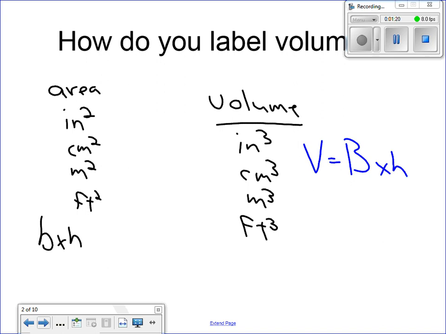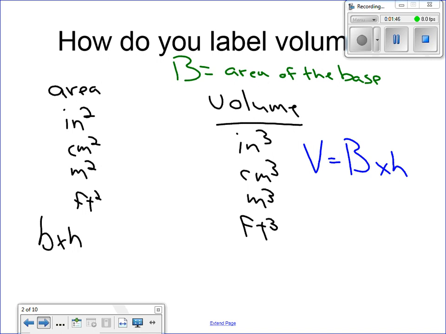Now let's take a look here. Big B is different from the little b. This is what the big B represents: big B equals the area of the base. And then you multiply it by height. So a three-dimensional shape will look like a building, look like a house, look like a cube.